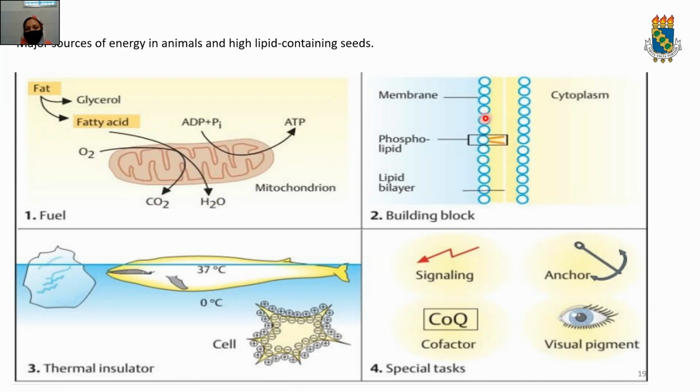They are the building blocks of different kinds of membranes and hence provide integrity to the cell and also to different organelles. They act as thermal insulators, that is, they protect from the hazardous effects of the environment, different stresses of the environment, both to the plants and to the animals. And there are certain other special tasks like visual pigments. They provide support, they play a role in signaling, and they are also cofactors.